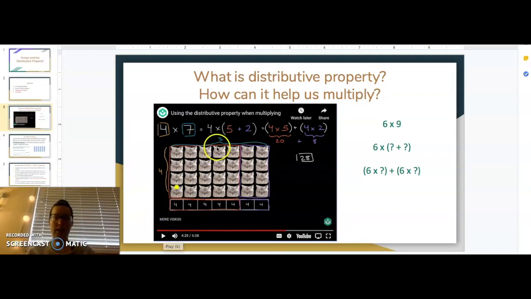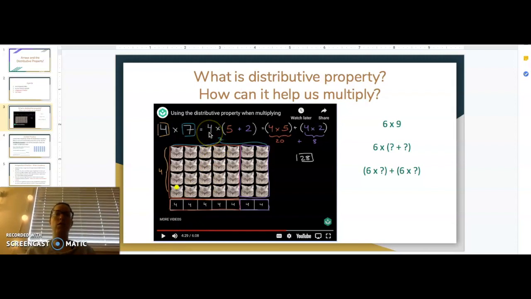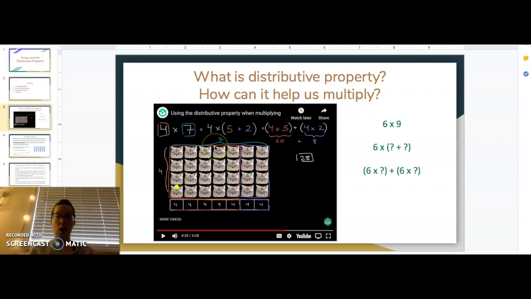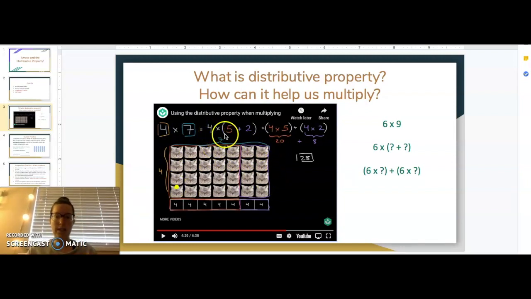Before he jumps into the next example, I just want to make sure we're clear on what we're doing when we talk about distributive property, right? So what I'm doing here is I'm going to distribute my 4 across the parts of the 7, right? So I'm going to distribute this 4 across the 2 sections that he made out of this bigger array.